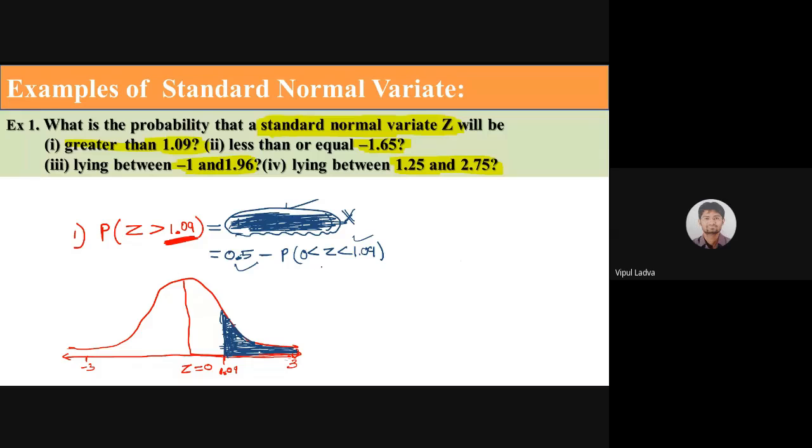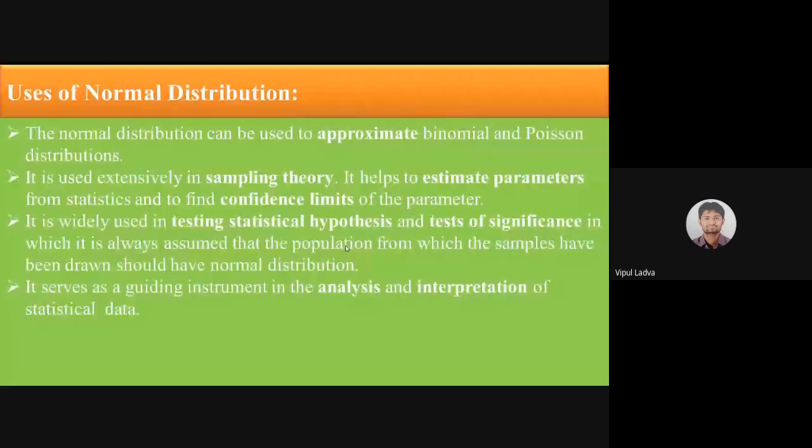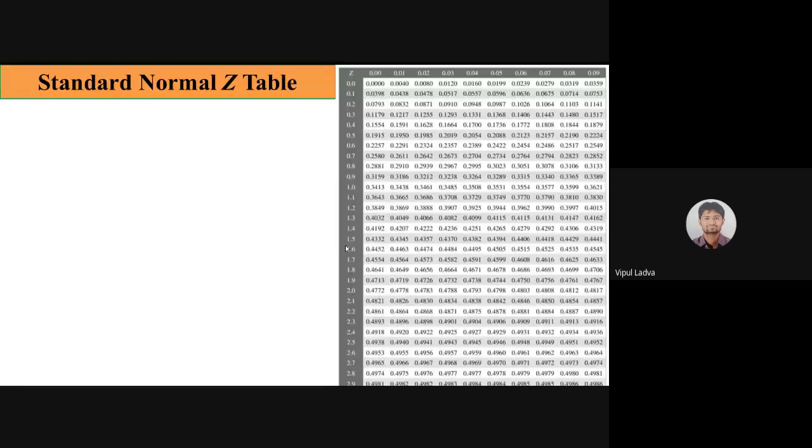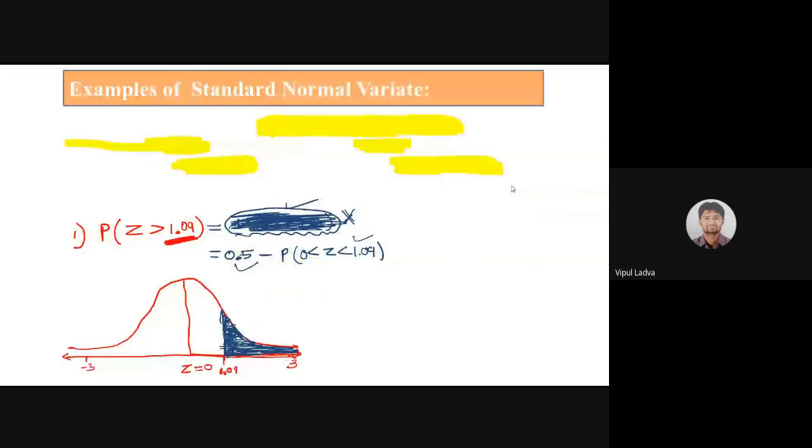Now to identify the probability that z is lying between 0 and 1.09, we need to take help from the table. Let me take you towards the table, 0 and 1.09. अब 1.09 देखिए कहाँ पे है? 1.0 is here, 0.09 is here. The intersection of both, क्या होगा बताओ मुझे? That will be 0.3621. This is 0.3621 and I'm going to use that information over here.